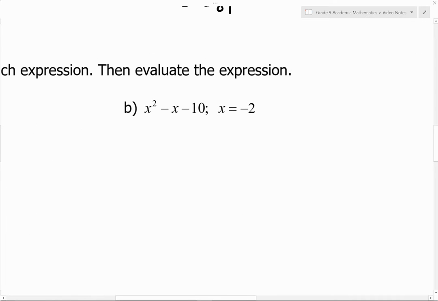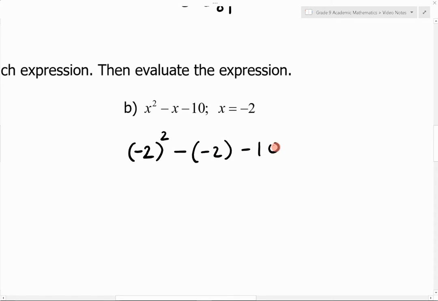All right, let's look at the next one. x squared minus x minus 10. I'm going to make a replacement. I'm going to substitute x equals negative 2. So here I'm going to create brackets where I have the variable. So instead of x, I'm going to write down a bracket, and inside that bracket I'm going to put my replacement, negative 2. Don't forget, it's being squared. And I have a minus sign, x, I'm going to put a bracket, I'm going to place a negative 2 in there, and then I have minus 10.